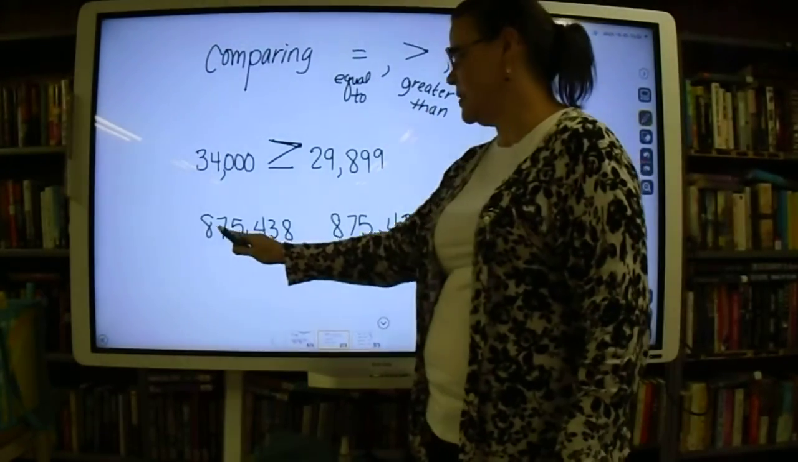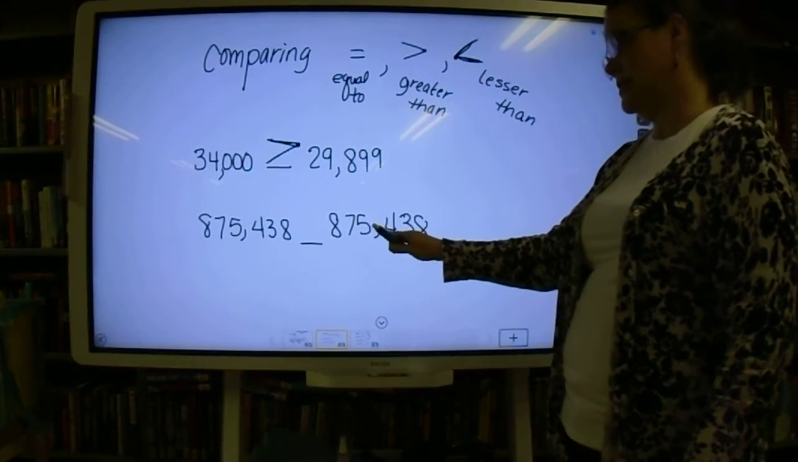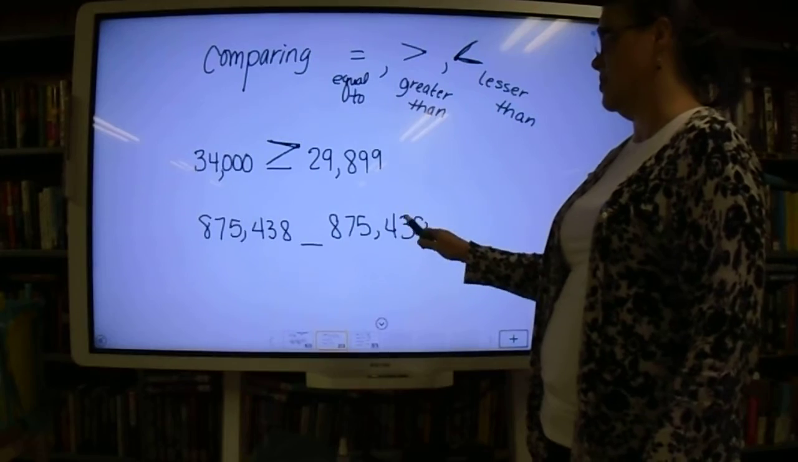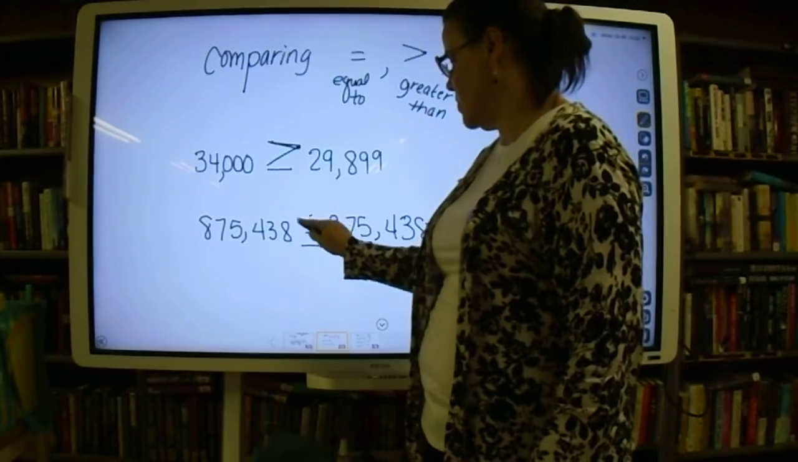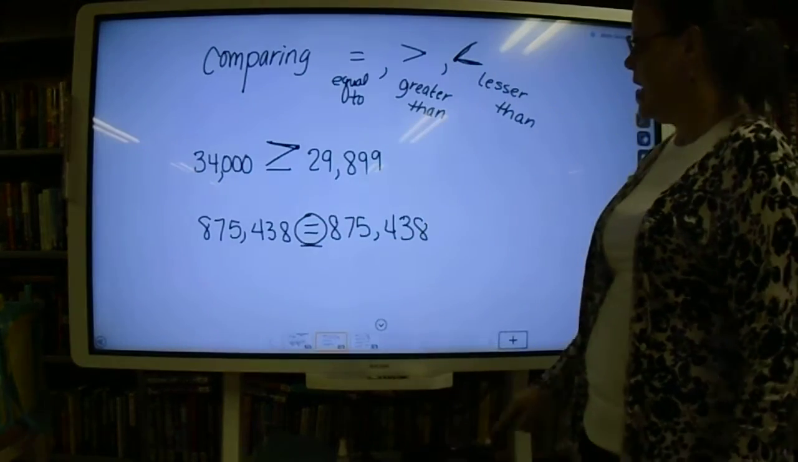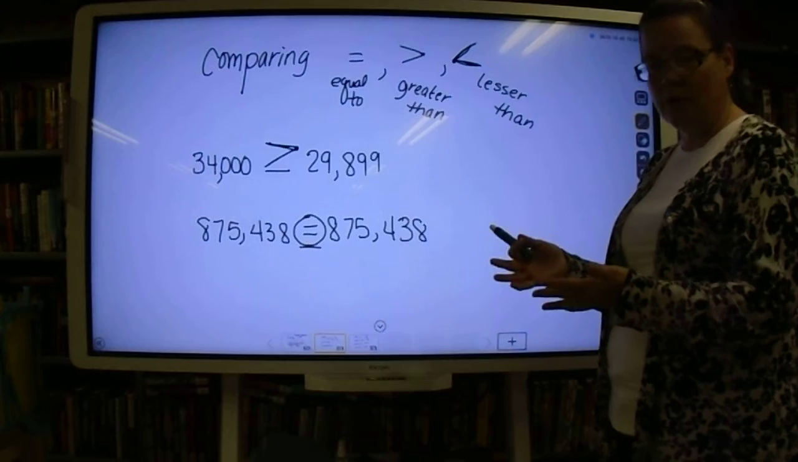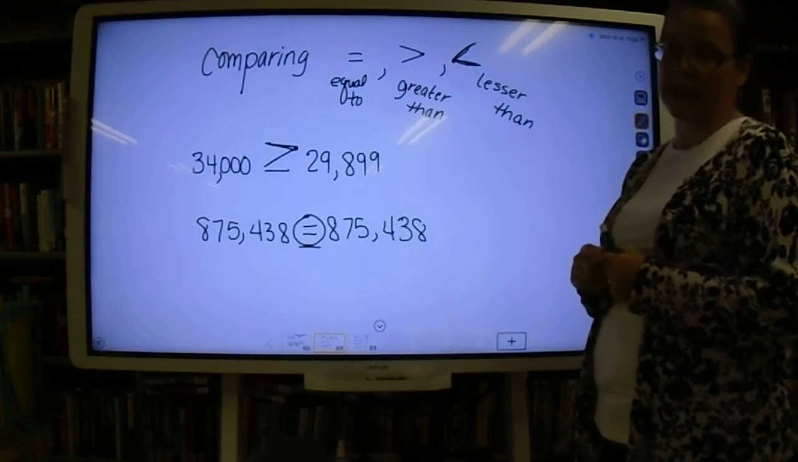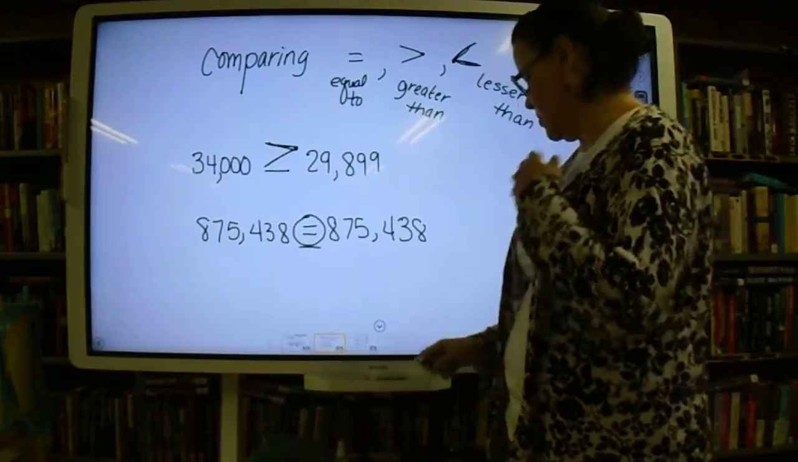This number here is 875,438 and 875,438, and those numbers are equal to, so then that's what you would put in there. Okay? The test that you're going to be taking is going to be computerized, and you would click on that answer that is right. In this case, we're just putting that inside each of those blanks.